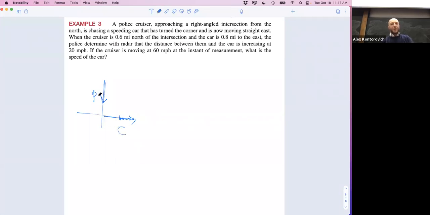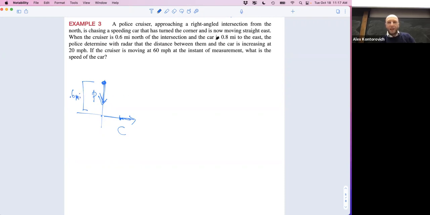Okay, so here's the police car. It's heading south. It's reaching an intersection, and the getaway car has already turned the intersection and is heading straight east. The cruiser is 0.6 miles north of the intersection. So the cruiser, let's put the cruiser right there. This is 0.6 miles.